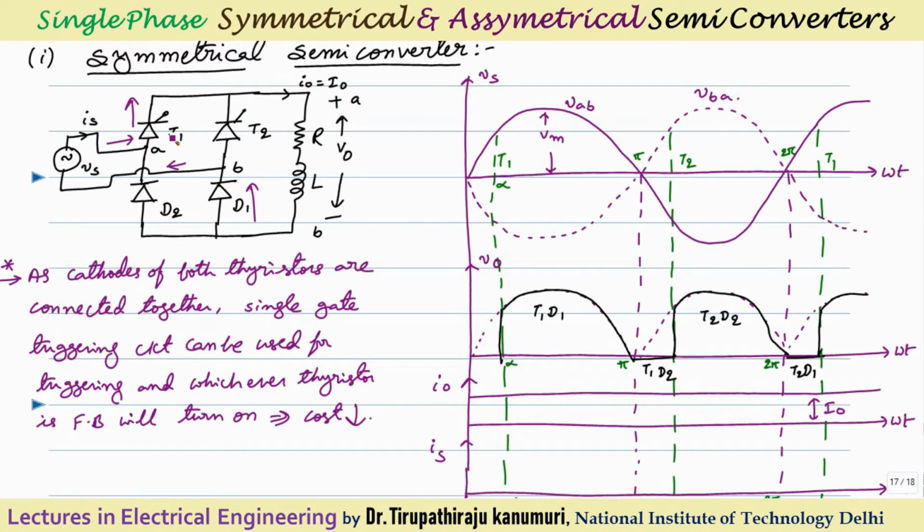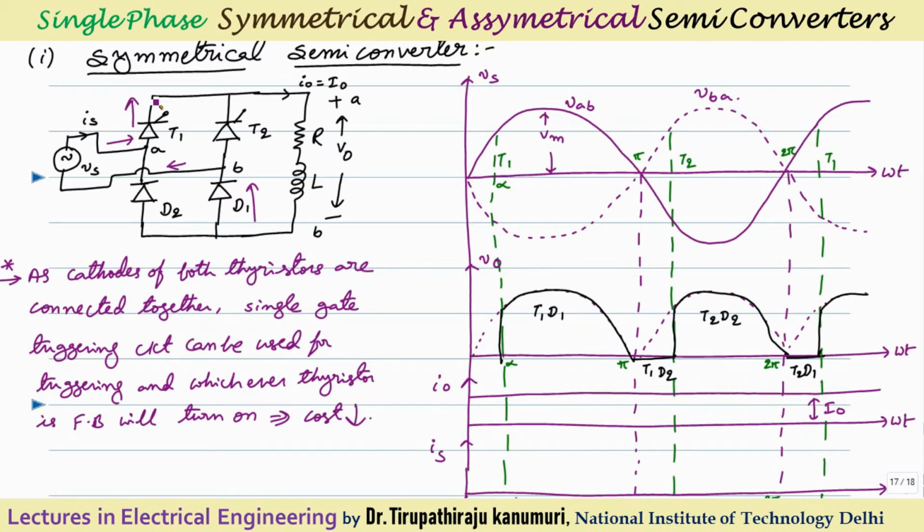So now thyristor T1 and D2 will conduct from pi until the next pulse, that means pi plus alpha. At pi plus alpha, what we do? We are triggering the thyristor T2. When you are triggering the thyristor T2, now T2 is already forward biased because B is positive. So now what happens? This will act as a closed switch.